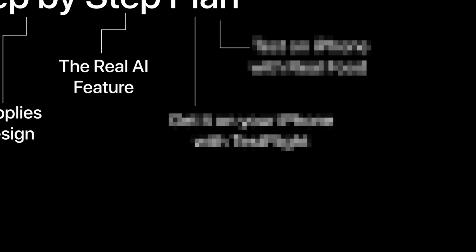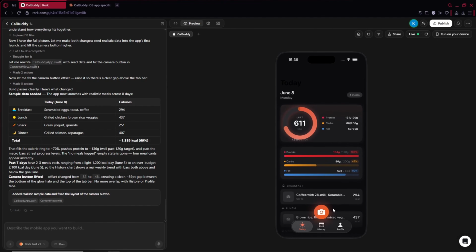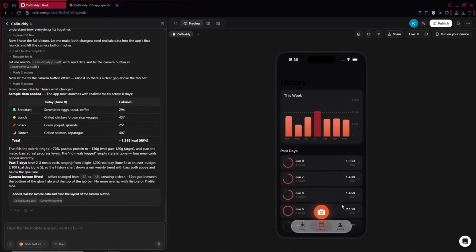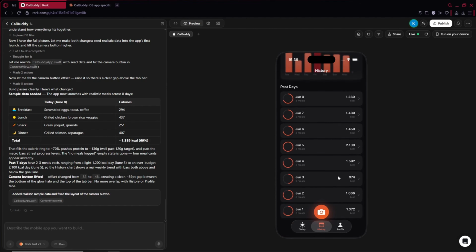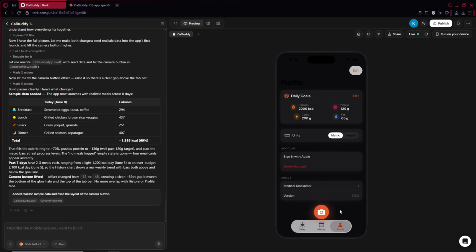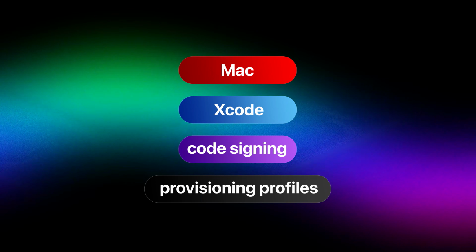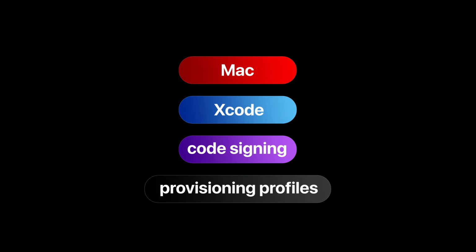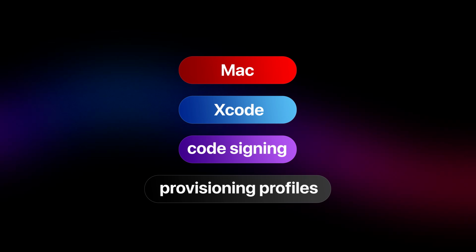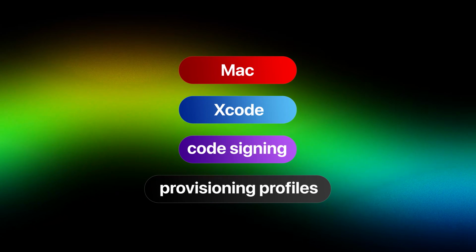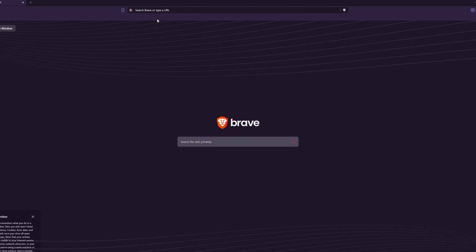Step 10. Get it on your iPhone with TestFlight. The app looks great, it works in the simulator, the AI feature is wired up to our own key, and the streak is ticking. Now we need to get it onto an actual iPhone, so we can use it like a real app. And this is the part that historically required a Mac, Xcode, code signing, provisioning profiles, a whole nightmare of configuration. But Rork Max has compressed that entire process into a cloud build. You only need one thing for this, an Apple developer account.